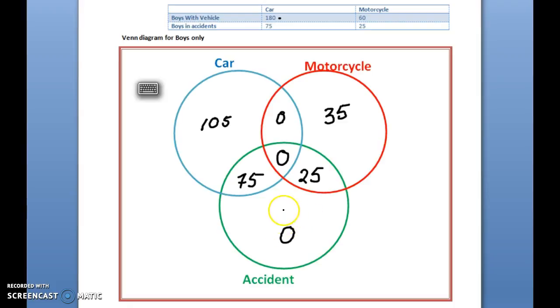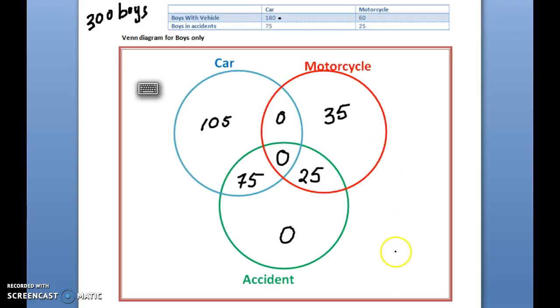So now let's check. Have we included all the students? Since we have 300 boys, 300 subtract 105, subtract 75, subtract 25, subtract 35. I need to make sure I get 0 if I've included everybody. So I do some calculation: 105 plus 75 plus 35 plus 25 is only 240. 300 subtract 240 is 60.